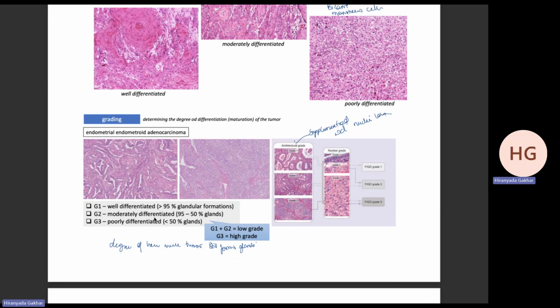But when I say that it's moderately differentiated, that means there are different and bizarre cells, but the glands are only about 95 to 50%. And when I say that it's poorly differentiated, that means that the tumor has less than 50% of the glands. So this is how you grade the endometrial carcinoma.